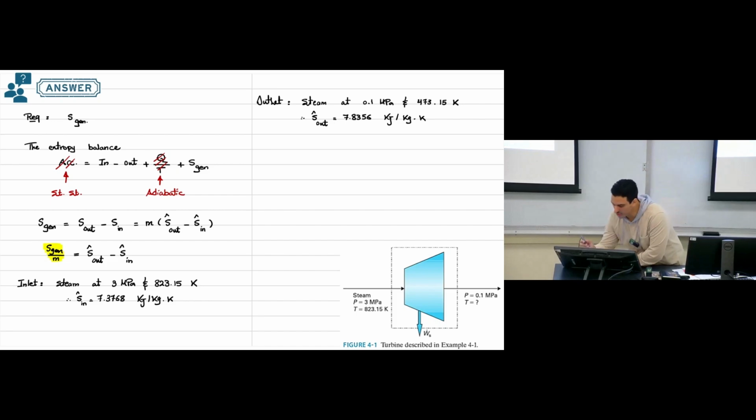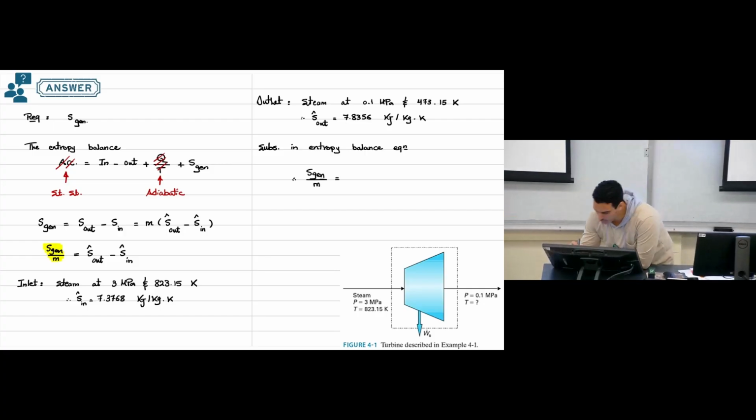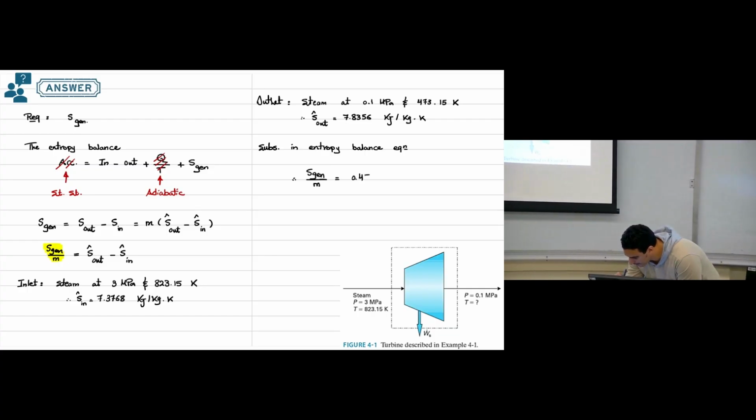So I have all the information now given. So substitute in the entropy balance equation. Then we can say the generated entropy per unit mass will be 0.4588 kilojoule per kilogram Kelvin, and this is the first requirement we have.